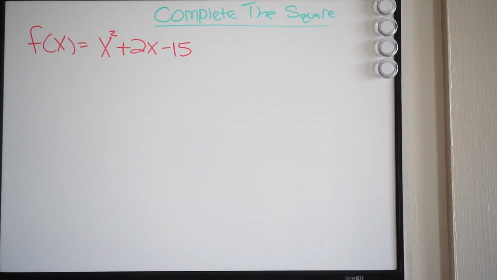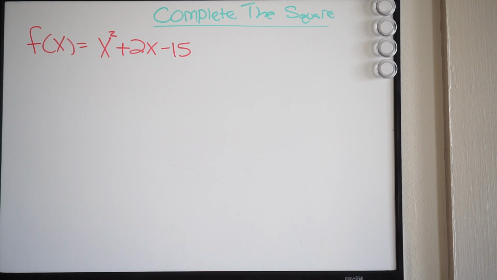Alright guys, so in this example we're going to be talking about completing the square. When you complete the square, essentially what you're trying to find out is where this function is crossing the x-axis, or in other words, you're trying to find the zeros. We know that when a function crosses the x-axis, the y value will always be equal to 0.